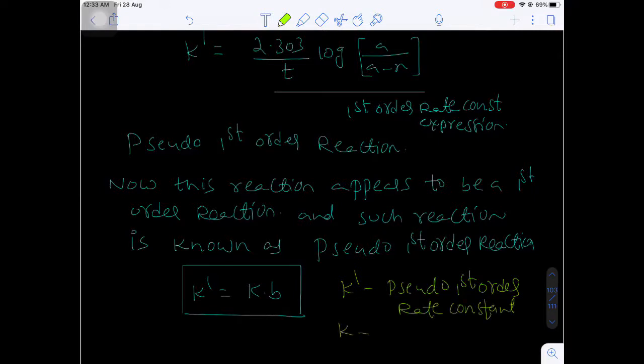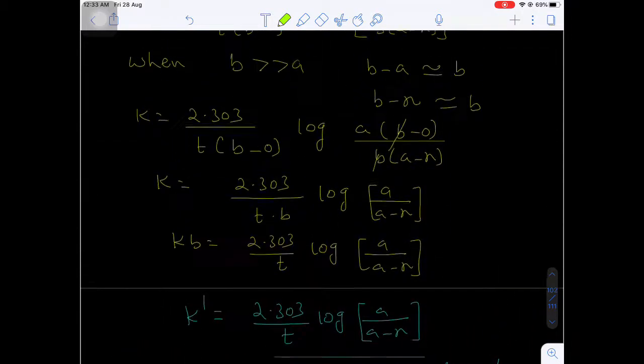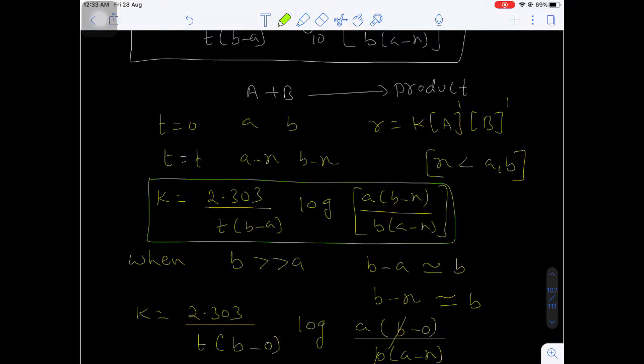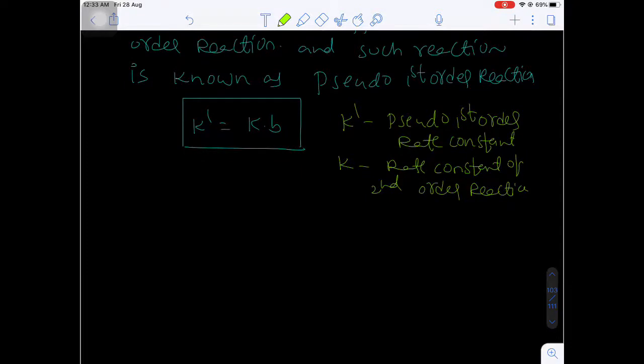But actually what is K? It is the rate constant of second order reaction. Rate constant of which order reaction? Second order reaction, because actually this is a second order reaction. Now in a second order reaction, if any one of the reactants is in excess, then that will be converted into first order kinetics, which is known as pseudo first order kinetics. Are you getting my point?